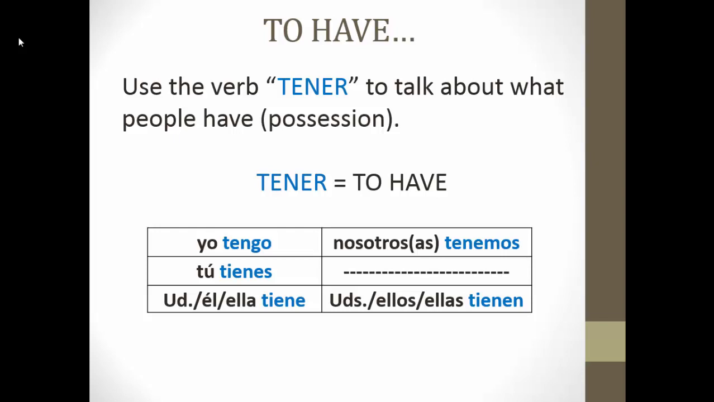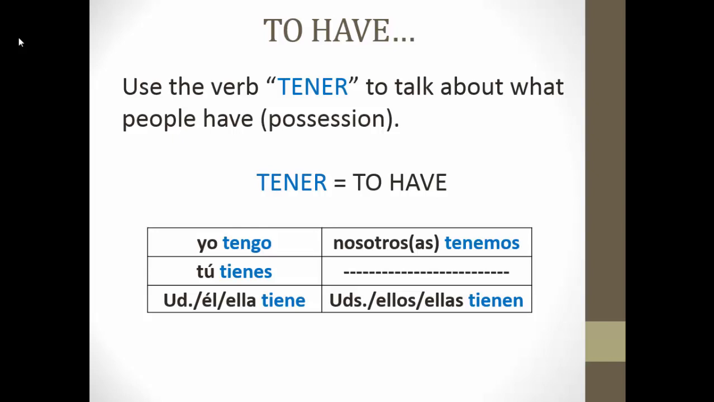If tú is your subject, take the verb tener and change it to tienes. Tú tienes means you have. If your subject is usted, change tener to tiene. Usted tiene means you have. Remember, usted and tú are different. Tú is informal, usted is formal. Él tiene means he has, and ella tiene means she has. Notice that usted, él, and ella have the same form of tener.